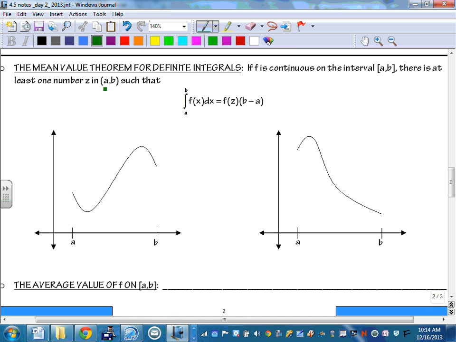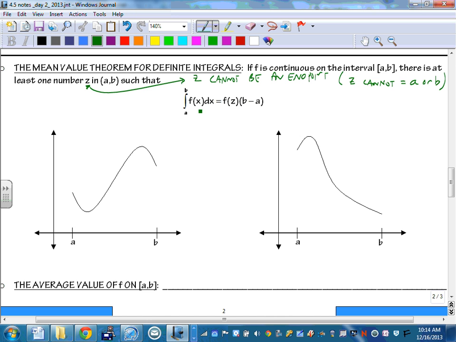So what this means is z, since it's in the open interval, cannot be an endpoint. Or in other words, z cannot equal a or b. But what it's saying is there's some point, some x value, and they just use z for that x value, in between a and b, such that this formula works. It says the definite integral from a to b of f of x dx equals f of z times b minus a. So let's interpret what that is really saying.